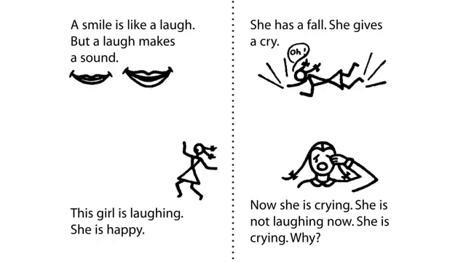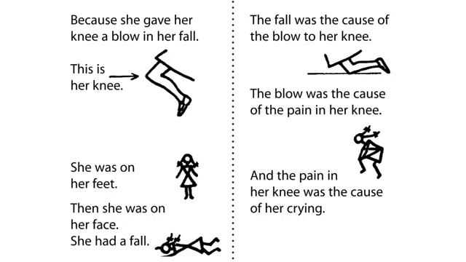A smile is like a laugh, but a laugh makes a sound. This girl is laughing. She is happy. She has a fall. She gives a cry. Now she is crying. She is not laughing now. She is crying. Why? Because she gave her knee a blow in the fall.